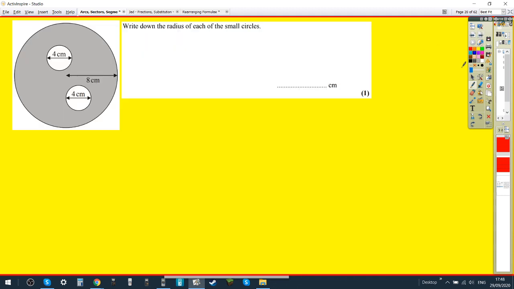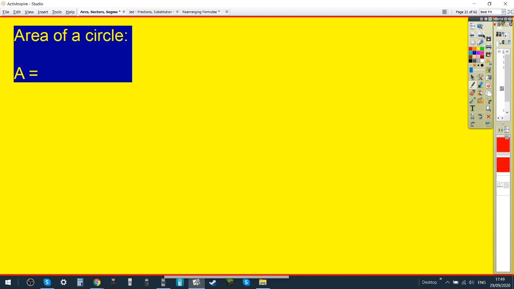Okay, how about this one? Write down the radius. So the radius for the first one is 4, and then 4 again. That's the diameter. Oh, 2, sorry. That's 2. Do you know the area of a circle?